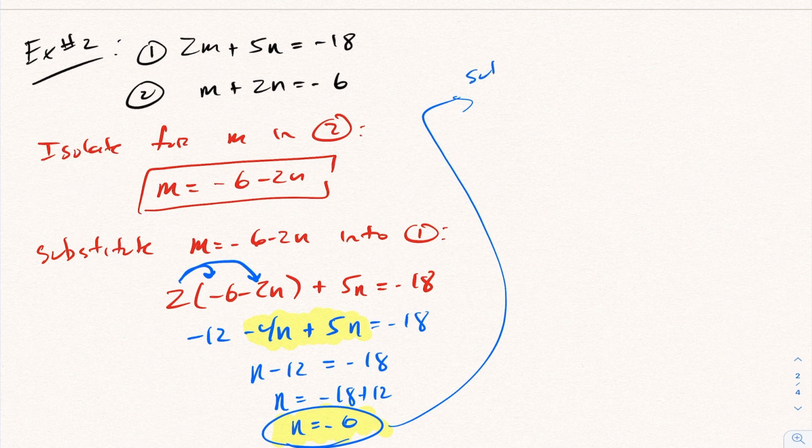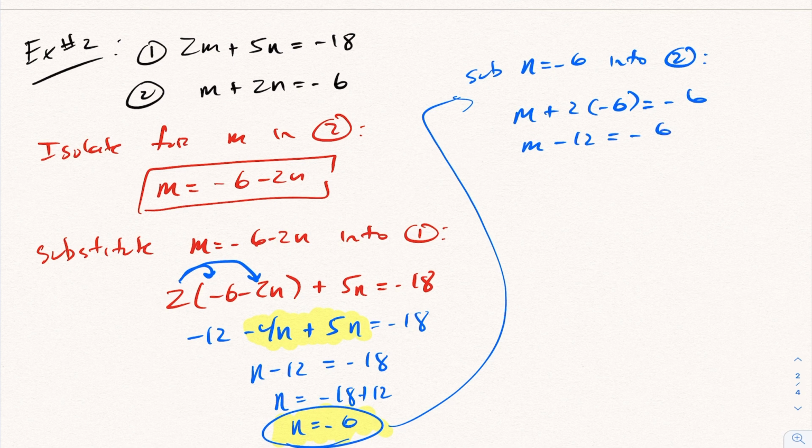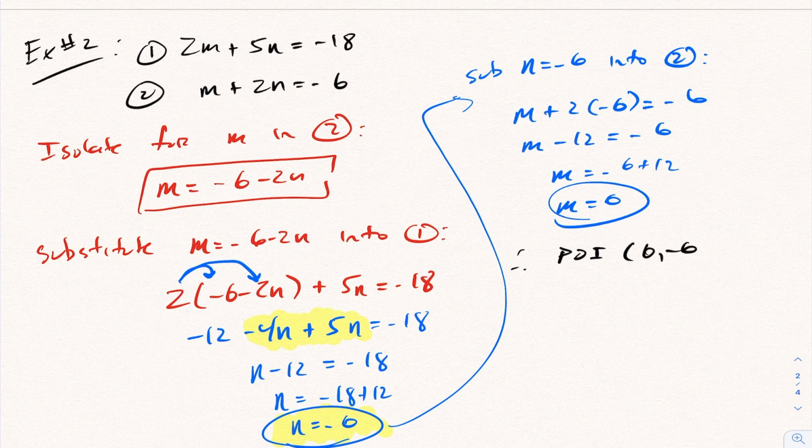So I'm going to sub my n value, which is negative 6. I know this time I'll sub it into equation 2. So it's going to be m plus 2. It's not an n anymore. It's a negative 6. And you get m minus 12 is negative 6. M is negative 6 plus 12. And m is positive 6. So therefore, my point of intersection here is going to be 6, negative 6.